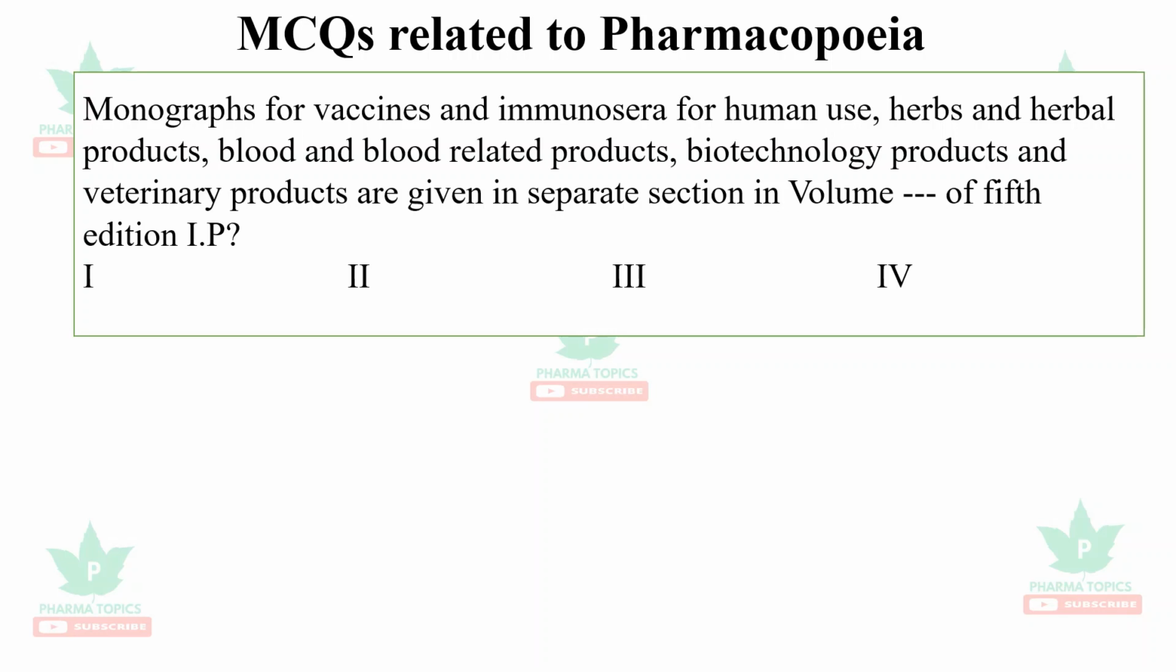Monographs for vaccines and immunosera for human use, herbs, herbal products, blood and blood-related products, biotechnology products, and veterinary products are given in separate sections in volume dash of the 5th edition of IP. It is volume 3 of the 5th edition of IP.